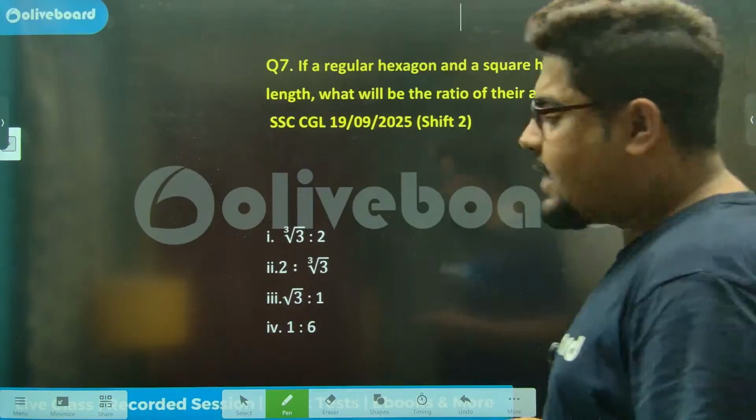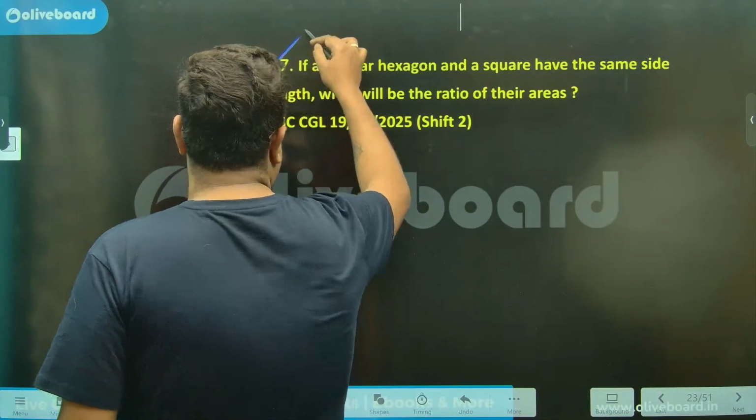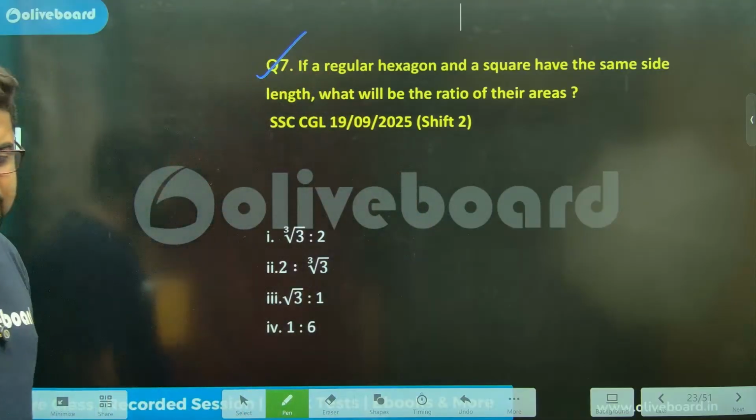Again, square and hexagon. Square and hexagon now, sir.